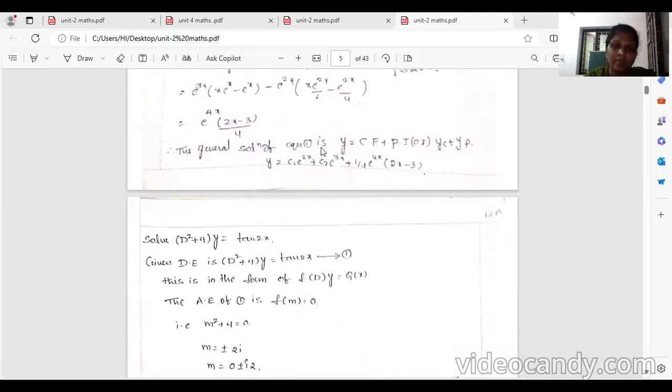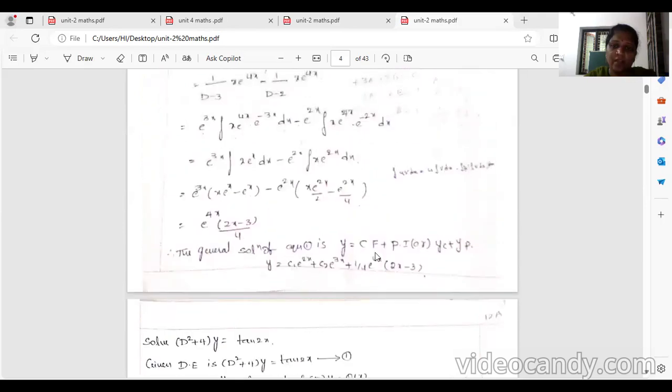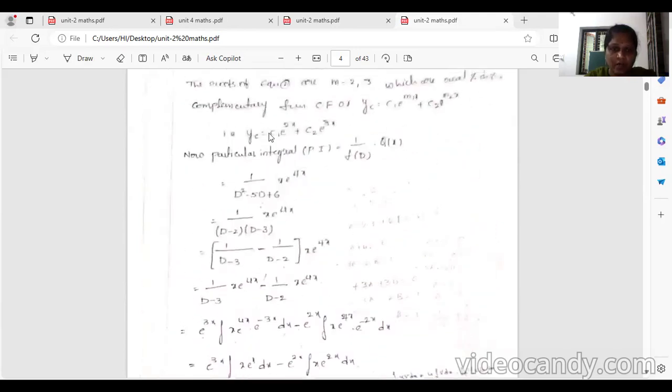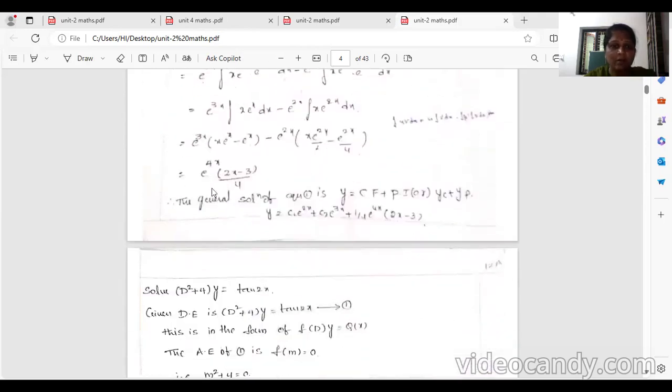The general solution of equation 1 is y equal to complementary function plus particular integral, that is yc plus yp. So here yc equal to c1 e power 2x plus c2 e power 3x and yp equal to e power 2x into 2x minus 3 by 4. Adding these two, the solution of the given differential equation is y equal to c1 e power 2x plus c2 e power 3x plus yp equal to 1 by 4 into e power 4x into 2x minus 3.